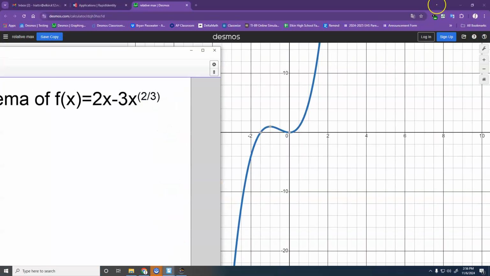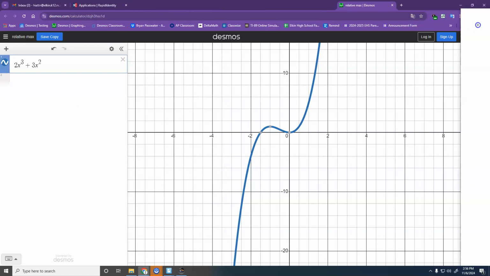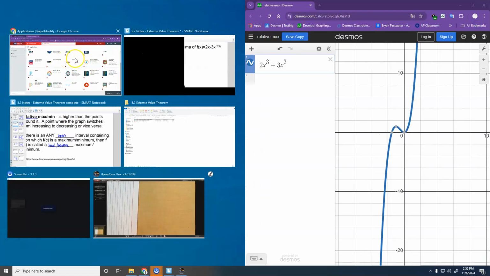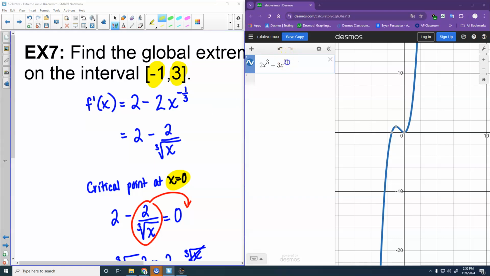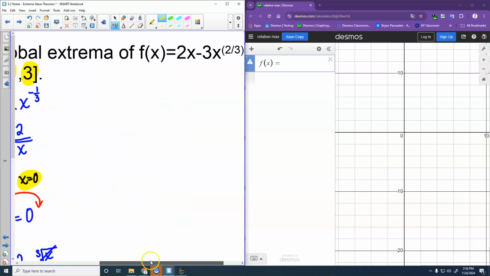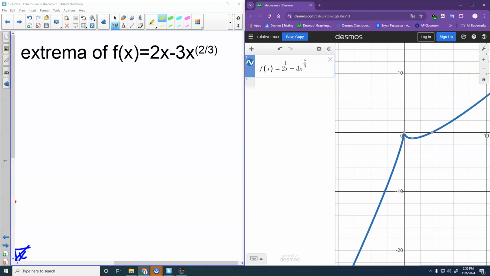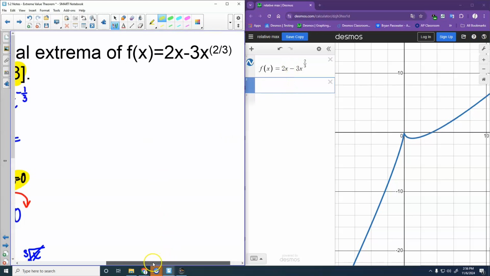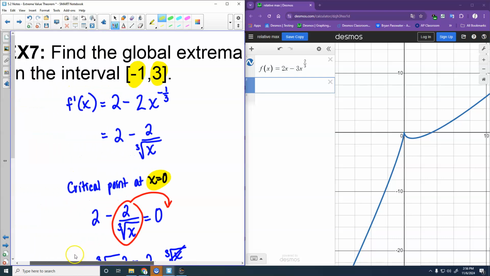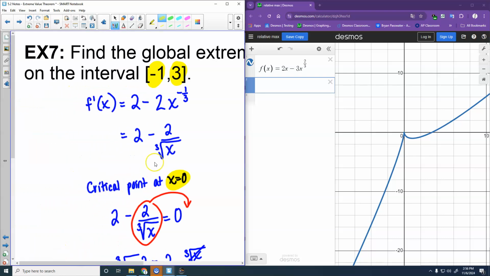For the sake of time, and I'm okay with you doing this on your assignment as well, I am going to type this equation into Desmos. So I got 2x minus 3x to the 2/3 power right there. This would not be calculator active on the actual test.